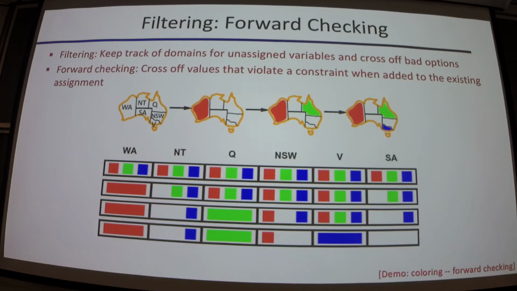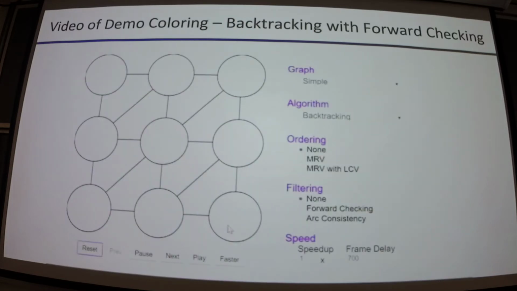But then we assign V to blue. We look at the constraints associated with V, and that removes blue from SA. We now have an empty domain. An empty domain is when we know that this is not going to work, right? There's no possible assignment for SA. Our current partial assignment is broken. Okay, this is called forward checking. So let's see how this works and how it differs from our previous example.